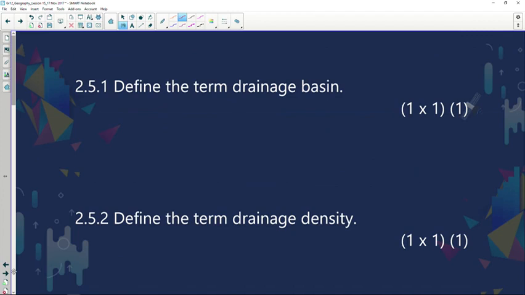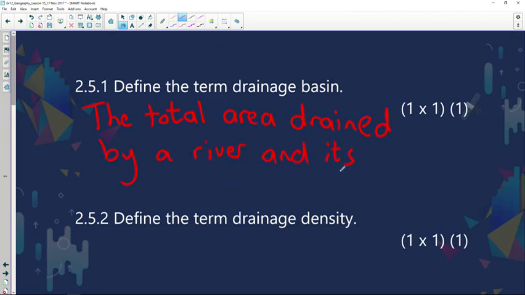Now the correct answer for that is the total area drained by a river and its tributaries. Okay, please don't get confused between the two of them. There's a big difference between drainage density and drainage basins.